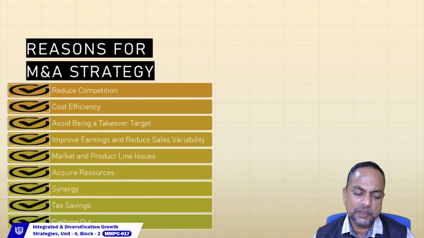This happens when you run a family-owned business, right? Sometimes the next generation of the family doesn't want to continue with the business. They're not interested anymore, right? So it's better to go for mergers and acquisitions, right? We can cash it out through the acquisition process only, right? So all of these are the basic reasons for mergers and acquisitions.